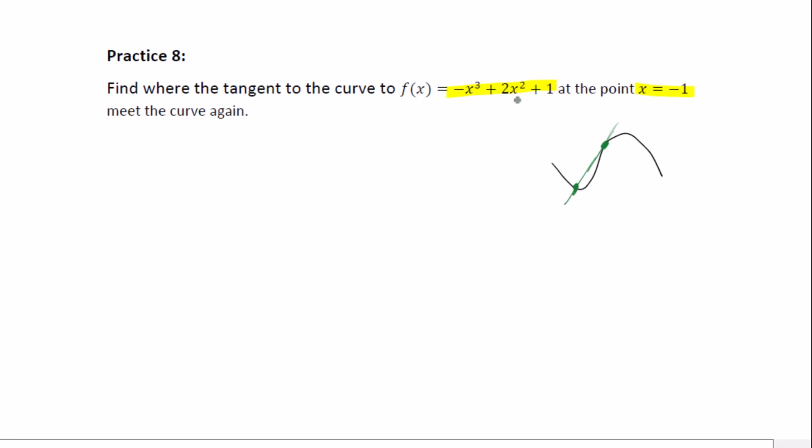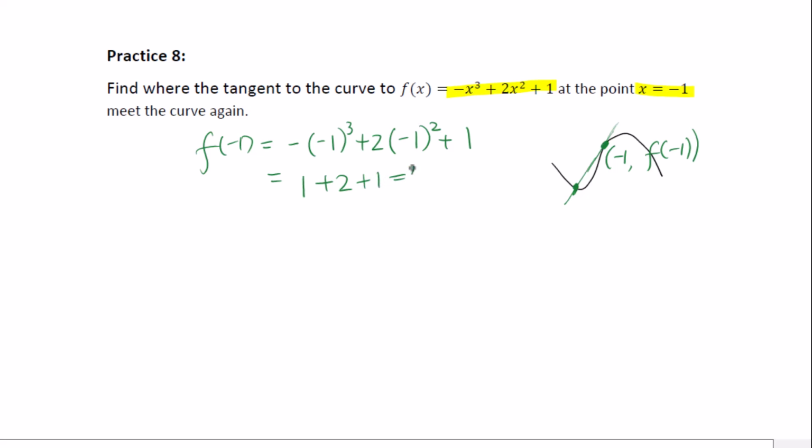Basically, we need to figure out this point. For this curve, we already know the tangent line and the curve meet at x equals negative 1. We can figure out f of negative 1. F of negative 1 equals negative 1 third power plus 2 times negative 1 squared plus 1. So we have 1 plus 2 plus 1 equals 4. So we get this point negative 1, 4.